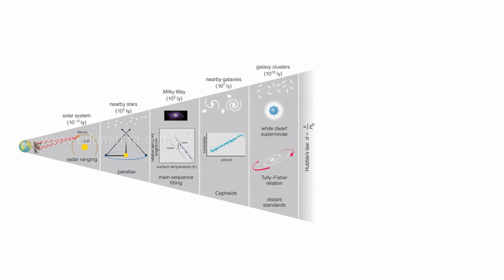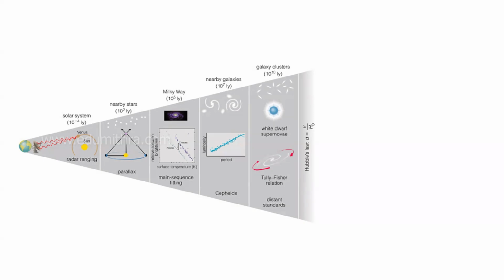So for the nearby system, we have ranging for the solar system. Then beyond that, we have the parallax method, and even beyond that, we use main sequence fitting, which I haven't explained in detail because the HR diagram you have to learn later. Then Cepheid variables and white dwarf supernovae we discussed, and the usage of Hubble's law for measuring distance, that we will learn later.